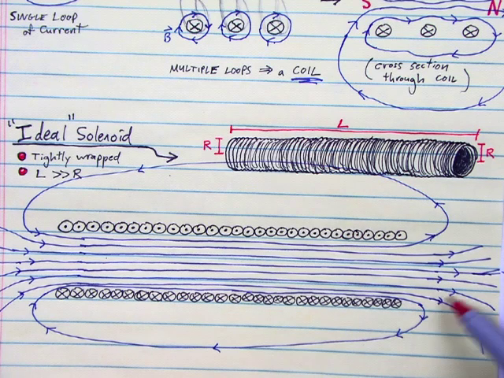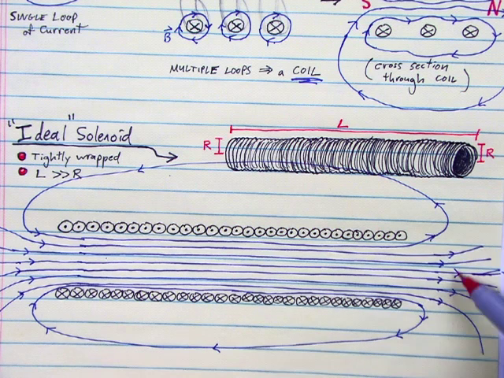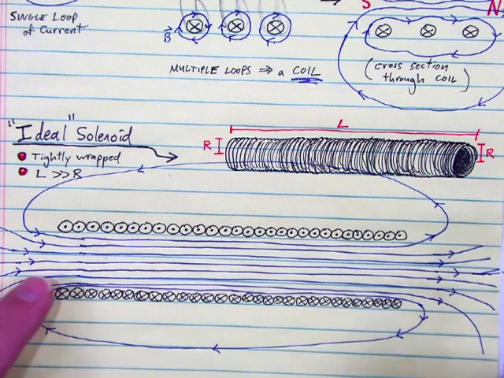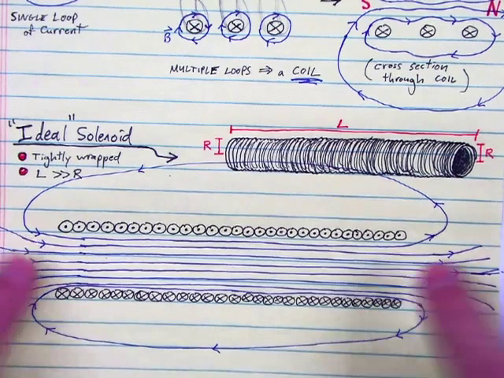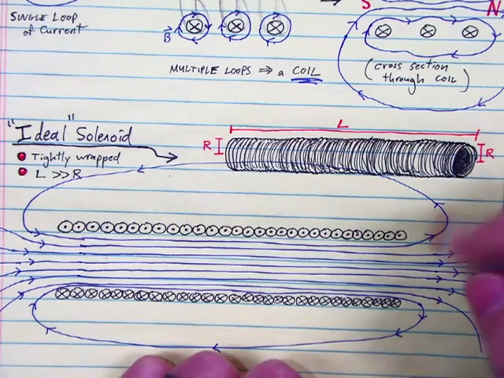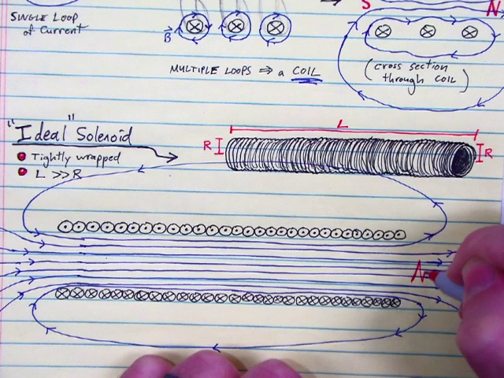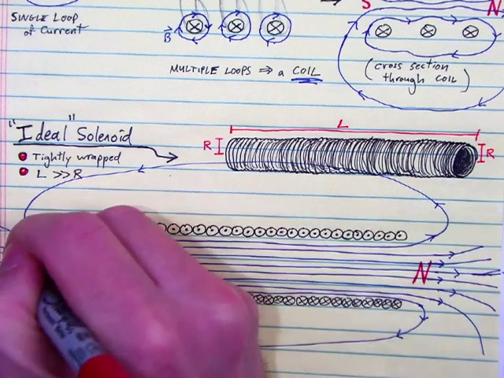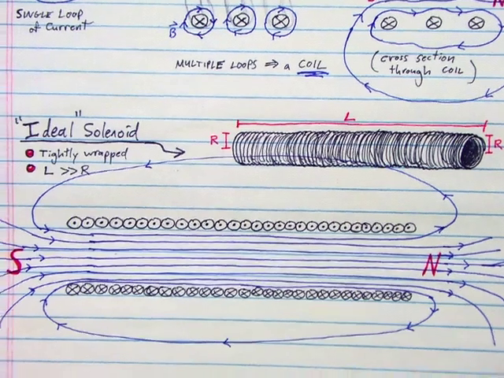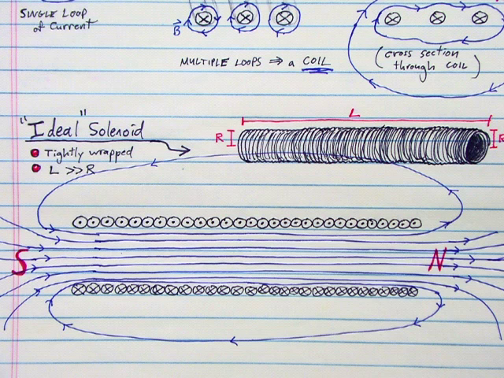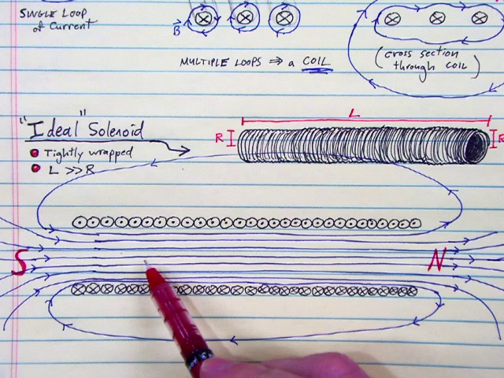As before, we do have fringing effects towards the ends. If our coil is not truly infinite, we will eventually get some fringing out here. And this side where the lines are emerging, that is the north pole. This down here is our south pole.